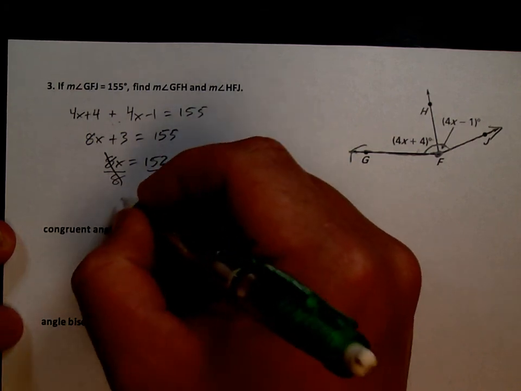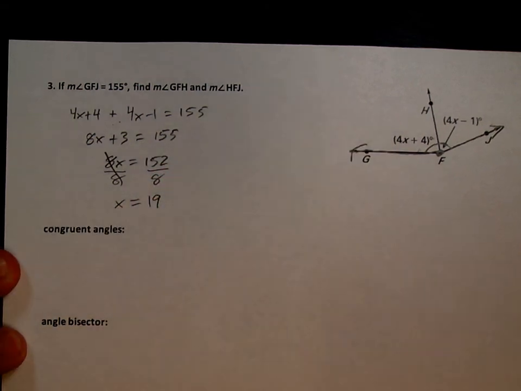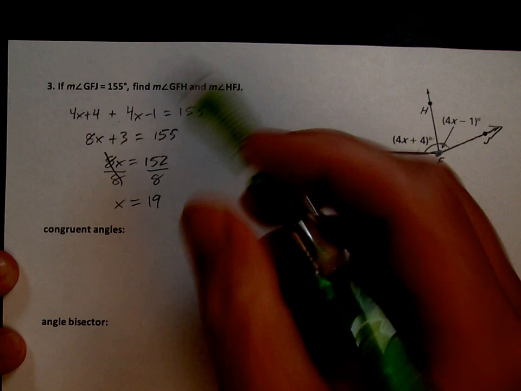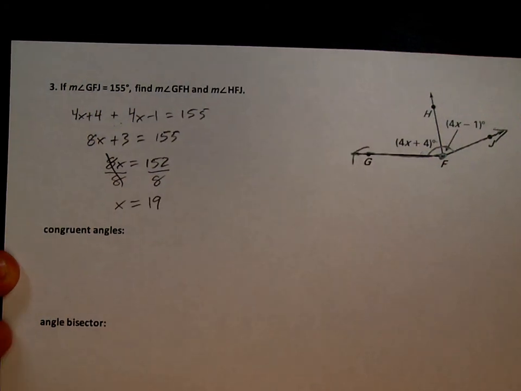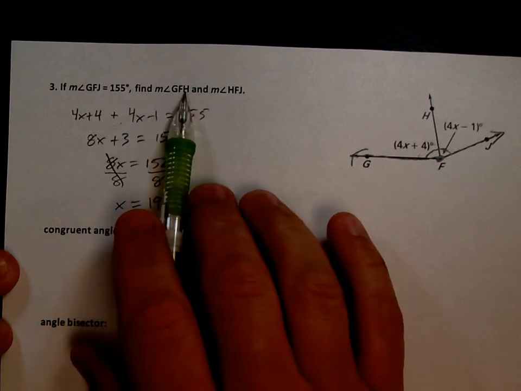Sorry, 19. I think it's 19. Sorry, I divide one more time. Yeah, 19. Okay, now that's not the answer to the question, so make sure you read the instructions closely. That helps us, but now we have to find the measure of GFH.